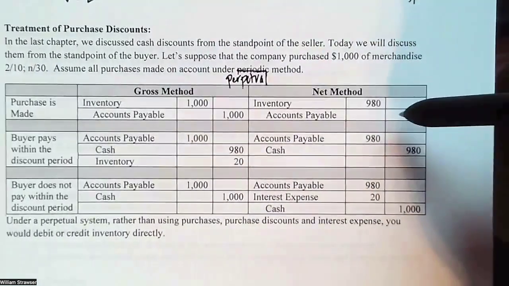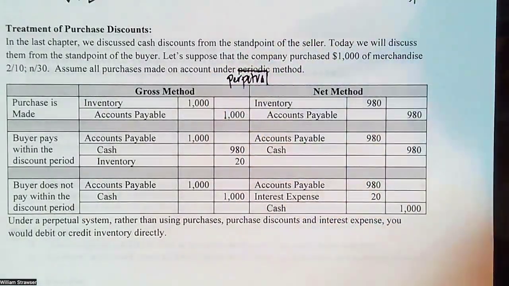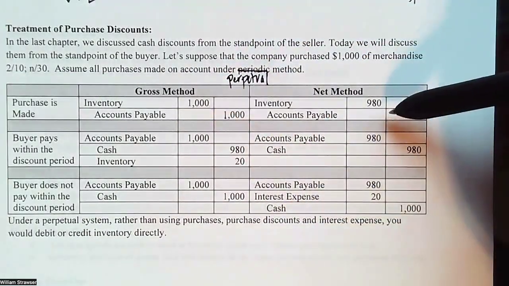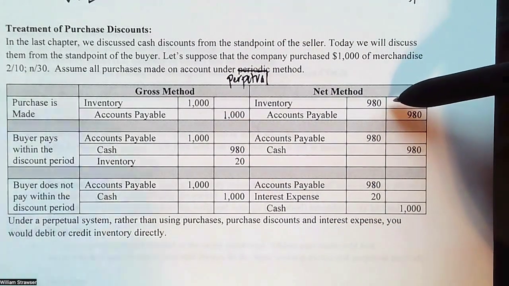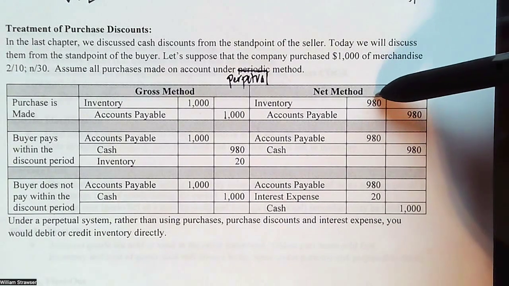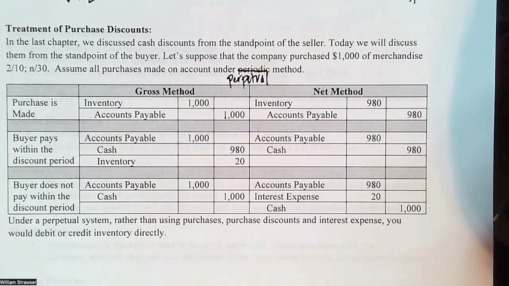When the purchase is made, notice, of course, under the gross method, remember the assumption is we are not going to pay within the discount. So we record the full price. Under the net method, we take 2% off the full price because we assume we are going to pay within the discount. So if we do pay within that discount, we're going to end up paying 980, which is what we record to inventory and accounts payable under the net method.